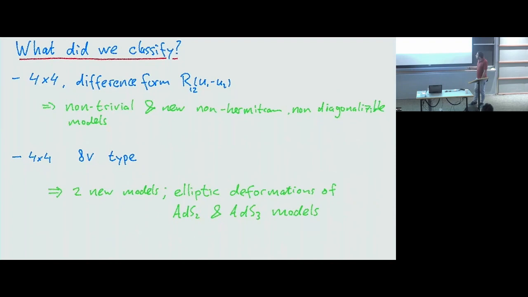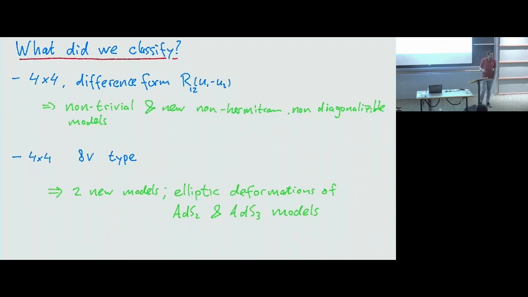Then we went on and looked at 4x4 matrices of 8 vertex type, but we took the R matrix of non-difference form. There we found 2 new models, which turned out to be related to the AdS2 and AdS3 S matrices. But they were more general: they were elliptic, and they depend on an additional parameter, the elliptic modulus. In this way, we were able to classify all possible deformations of the scattering matrices of the AdS2 and AdS3 string sigma models. This is a bit of a different approach than we usually take. Usually you would devise a deformation of the string sigma model and see what happens to the S matrix. But in this way, we found the only integrable S matrices that you can possibly get, but we don't know the underlying sigma model that corresponds to them.